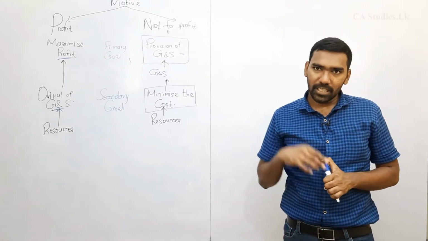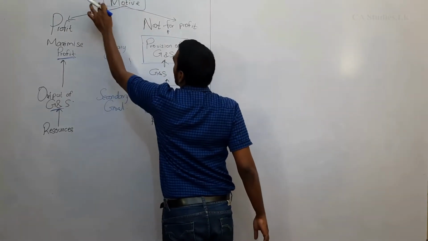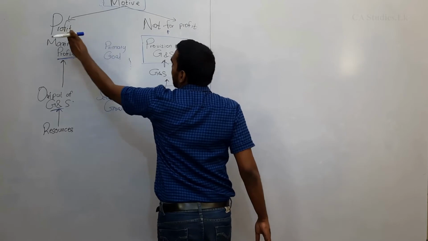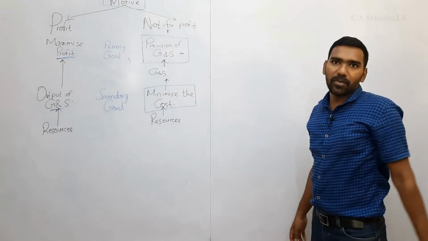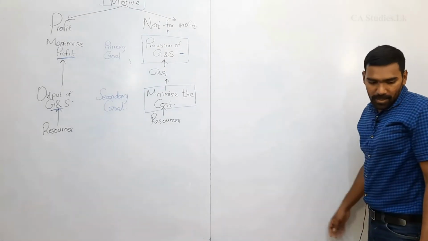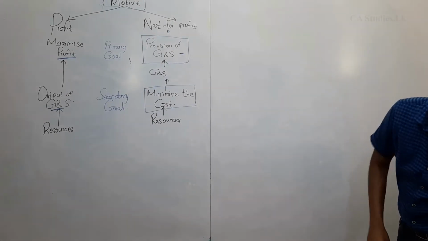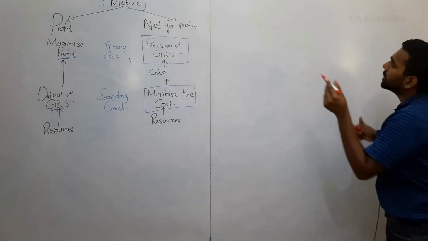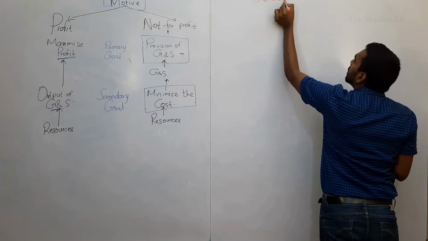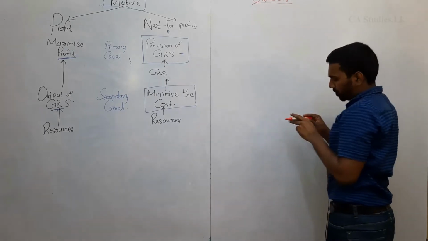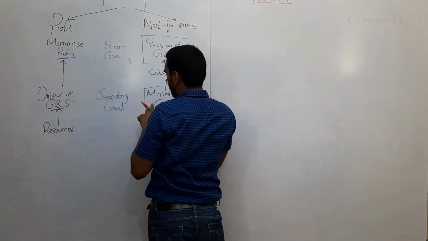And the next classification of organization is, so this would be one way of classifying organization based on the motive, whether it's profit motive or not for profit motive. And the second type of classification of organization is based on their ownership. Based on the ownership. Here it's motive.